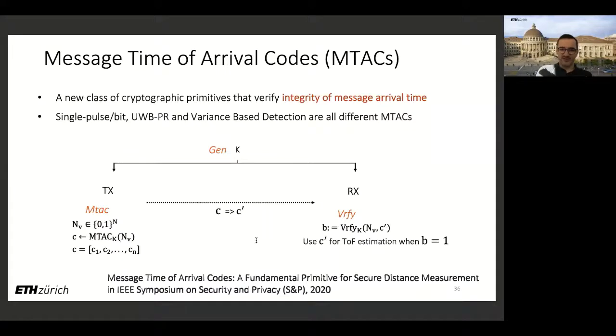For this, we wrote a paper called Message Time of Arrival Codes, which tries to set up and formalize this problem, and shows different message time of arrival codes, MTACs, as examples, to inspire the community to start thinking about this particular problem, because they're similar to message authentication codes, but still there are significant differences in terms of how you do this.